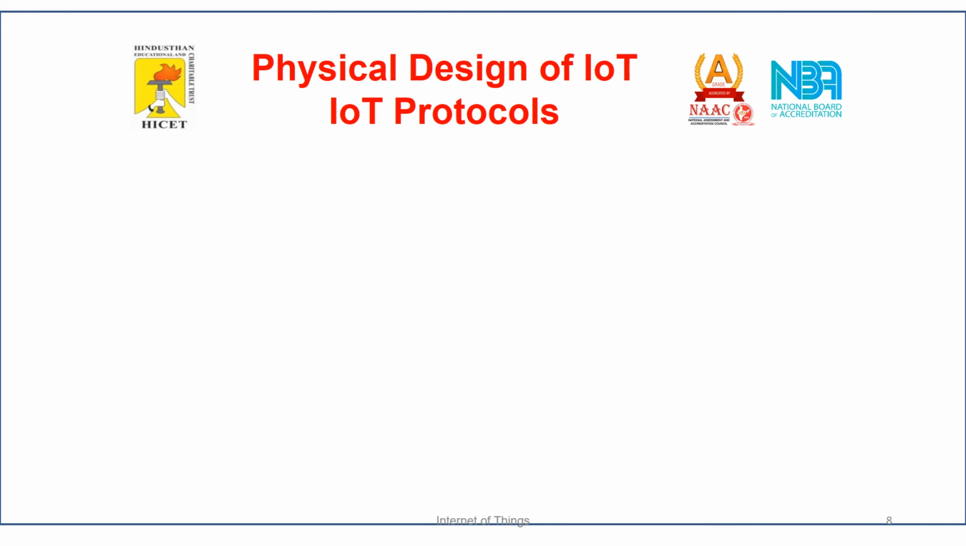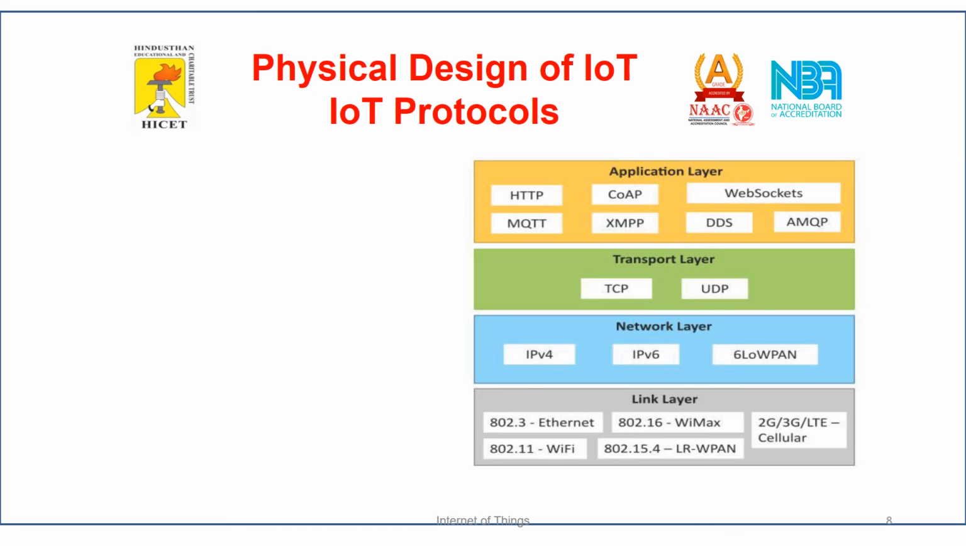IoT protocols. So many extra protocols are used in IoT applications other than the protocols available in the ISO OSI layers. For the link layer, we are using 802.3 Ethernet, 802.11 Wi-Fi, 802.16 WiMAX, and 802.15.4 low rate wireless personal area network, and 2G, 3G, 4G cellular networks also.